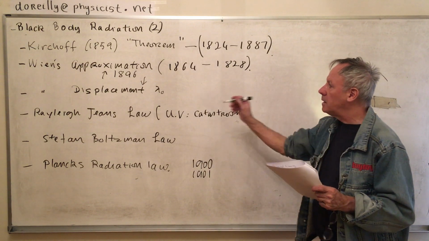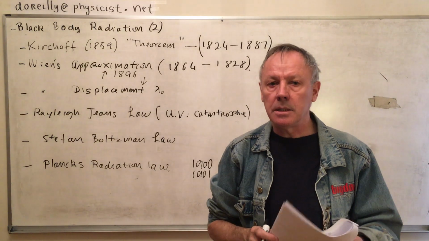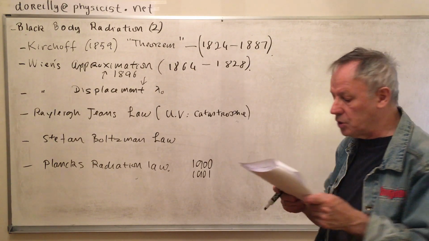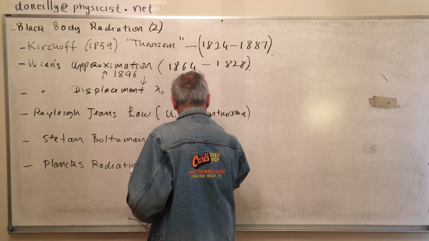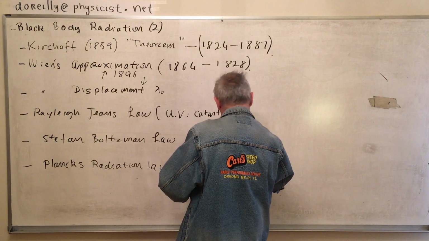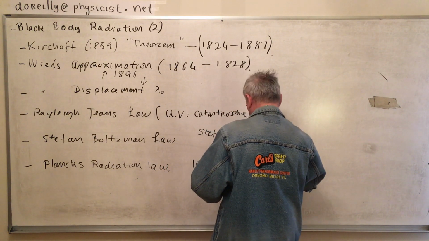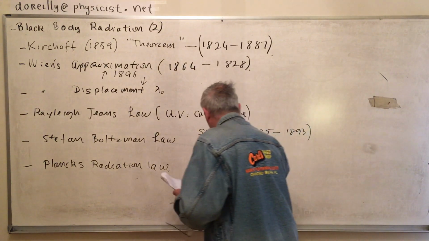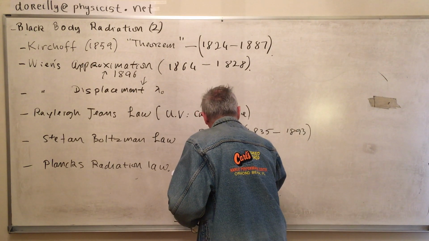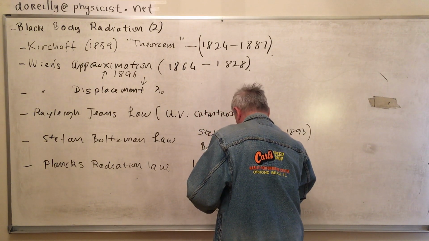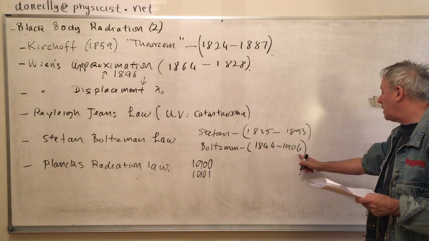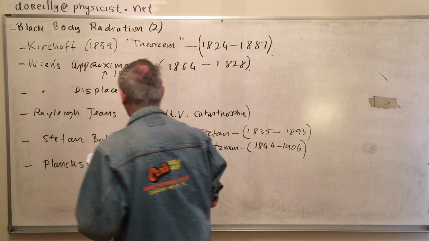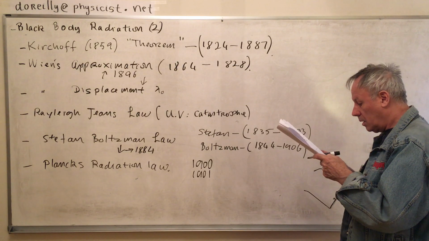John Tyndall is in here because John Tyndall did the experimental work upon which Wien based his model, okay? John Tyndall lived between 1820 and 1906. Joseph Stefan lived between 1835 and 1893, and Ludwig Boltzmann from 1844 to when he committed suicide in 1906, and the law itself was derived in 1884. Okay? The Rayleigh-Jeans law, I don't have a year for.